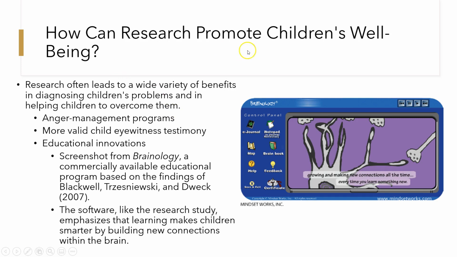And what about research promoting children's well-being? Very important. I'm a researcher and have done research for many years. So research often leads to a wide variety of benefits in diagnosing children's problems and in helping them to overcome any difficulties. So this can be anger management programs that are developed to help children with anger management issues. We talked about how do we get more valid child eyewitness testimony? And then a lot of educational innovations.